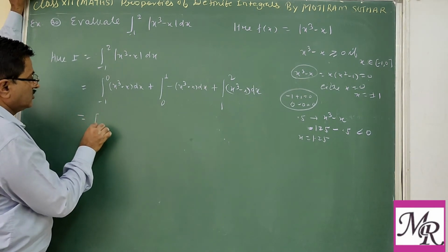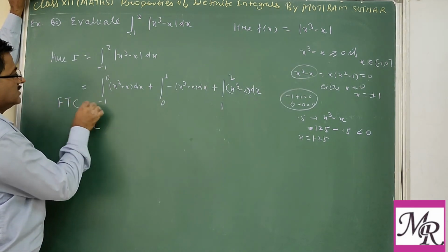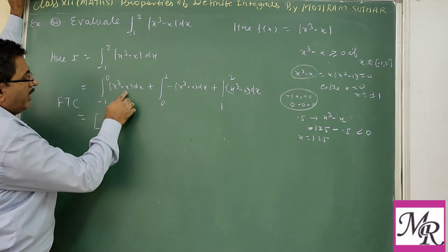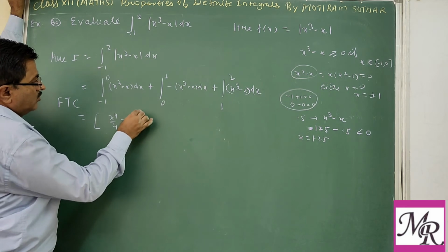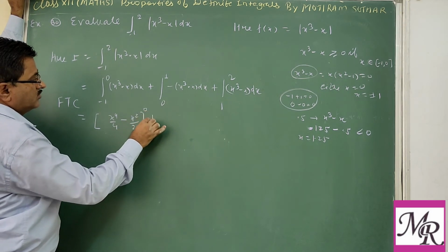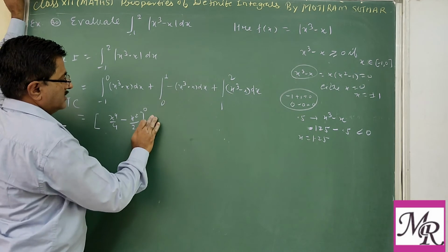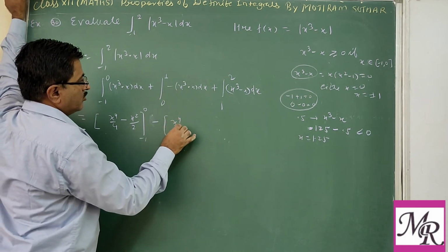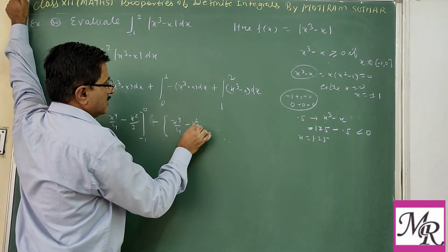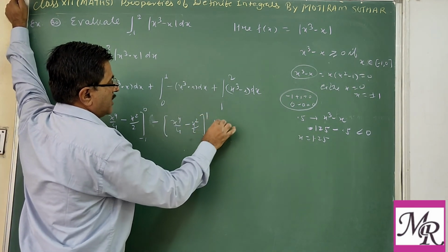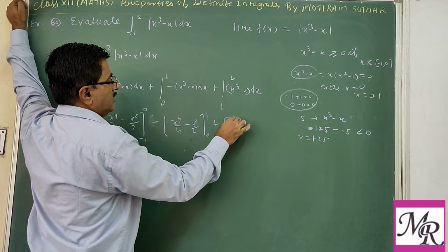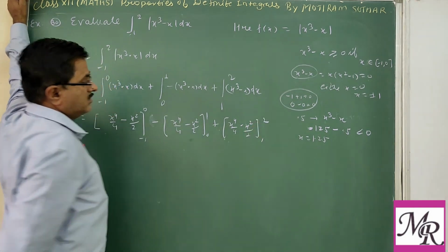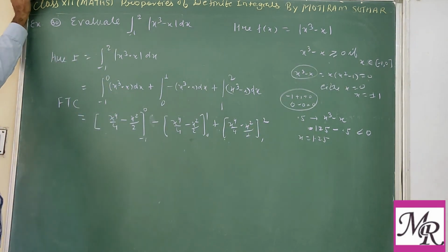So first, using the FTC, the integral of x power 3 minus 4x is x power 4 by 4 minus 4x square by 2, with limit minus 1 to 0. Plus, now this is negative, so minus again the integral of x power 3 minus 4x, with limit 0 to 1, plus the integral of x power 3 minus 4x. Here it is important to make the interval correct; you should be very careful. After that you have to make the calculation.